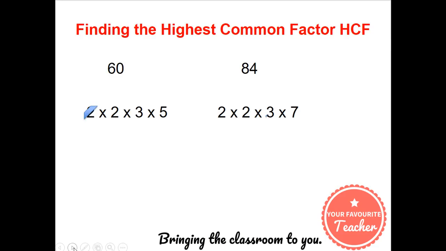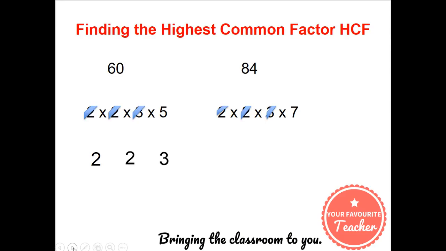So I see a 2 and a 2, so I cross those off and I set that 2 aside. I then repeat the process. I see another 2 and another 2, so I set another 2 aside, and I check again to see if they are similar numbers. Yes, they are. 3 and 3, so I set a 3 aside.